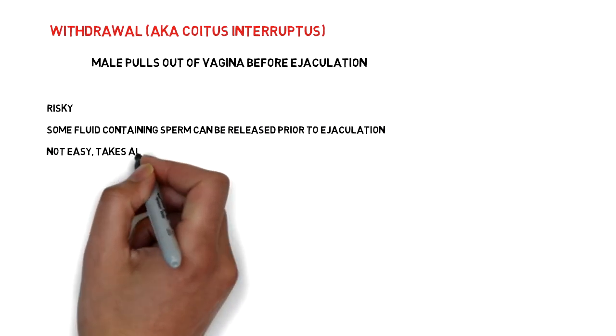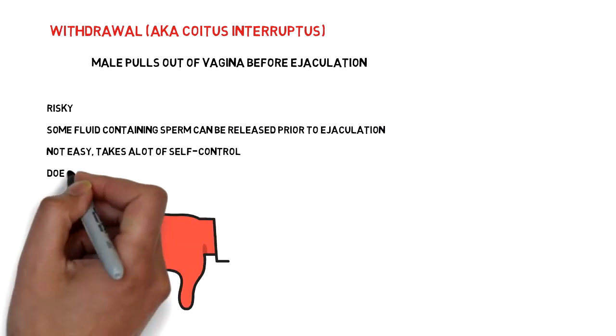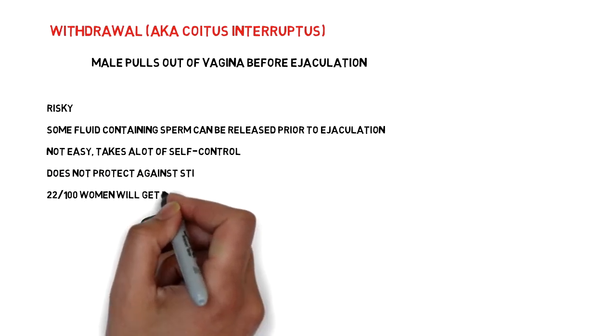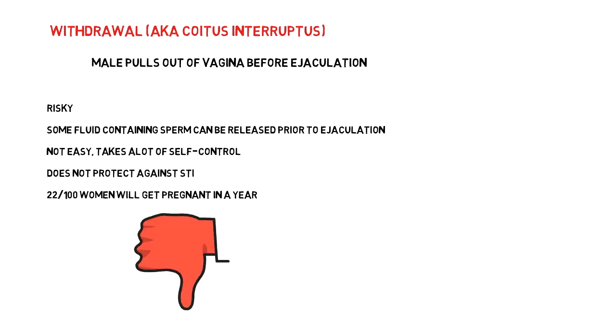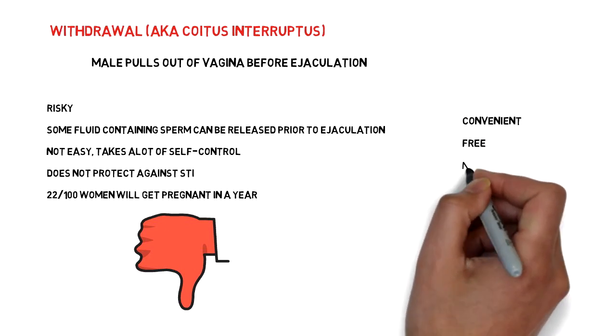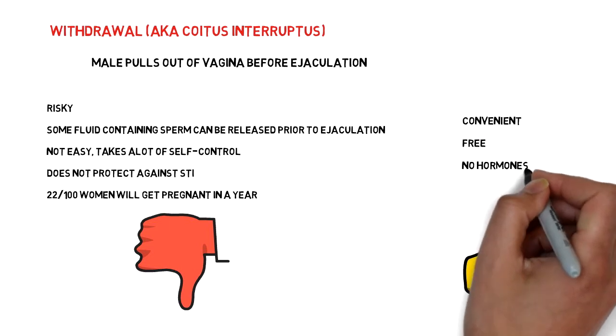It's also not easy in that it takes a lot of self-control on the part of the man. It does not protect against sexually transmitted infections because there's no barrier involved, and it's not very effective as a method of contraception. The advantages are that it's convenient since you don't have to think ahead and buy something. It's free and there's no hormones or side effects involved.